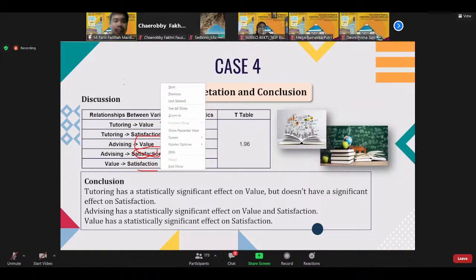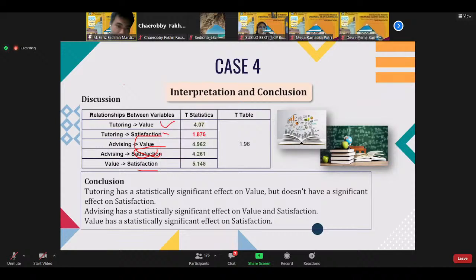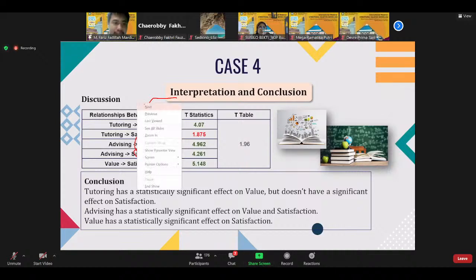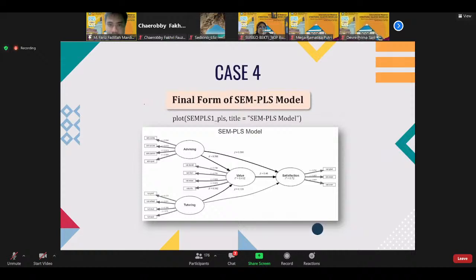The suggestion to make an improvement: you can eliminate or delete satisfaction, and then make a re-estimation without value, and then advising and tutoring. It's similar to linear regression as usual. This is the final form of the SEM-PLS model, and this is the bootstrap model.